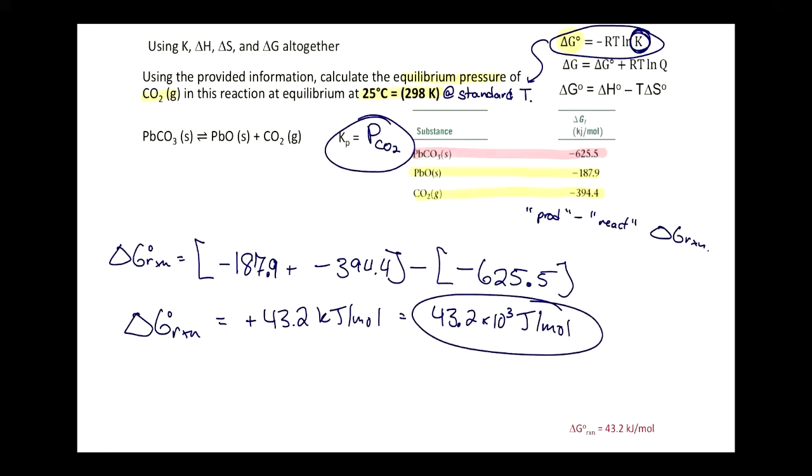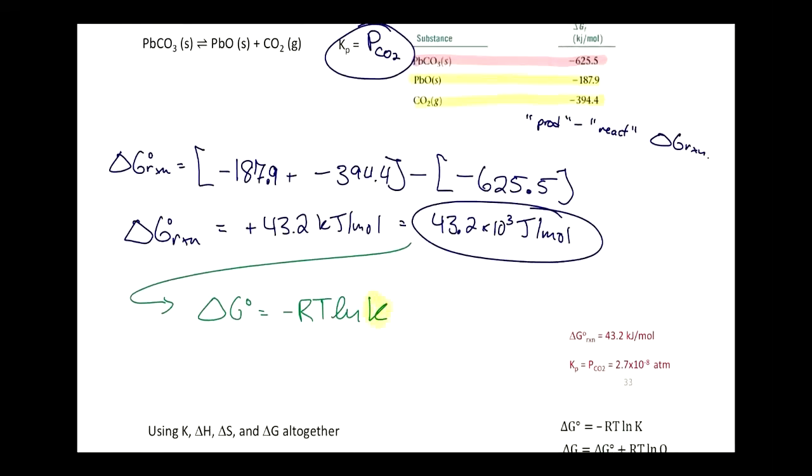This is delta G of the reaction, but I'm actually asking you what is K of this reaction, what is the equilibrium pressure. So the last step here is, let's take this value and plug it into delta G equals negative RT ln K, where we are going to solve for K. So 43.2 times 10 to the 3 joules per mole equals negative 8.314 times T, which is 298 because we're at standard conditions, times ln K. So we are solving for K.